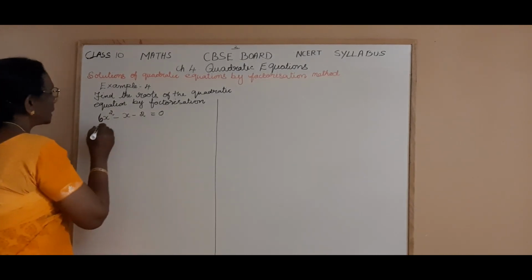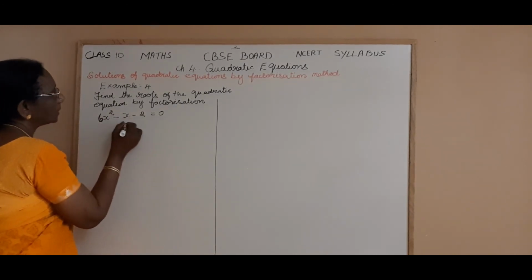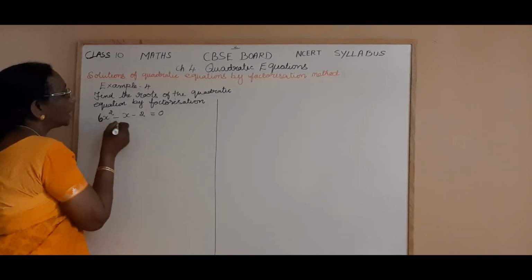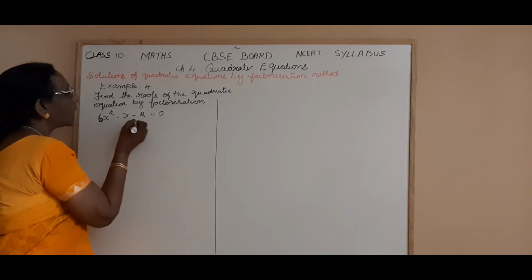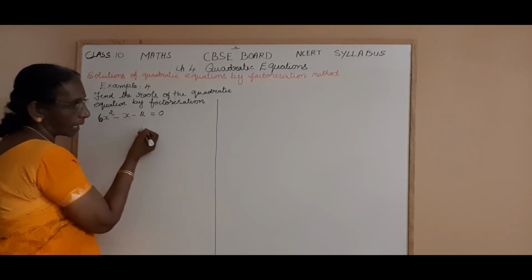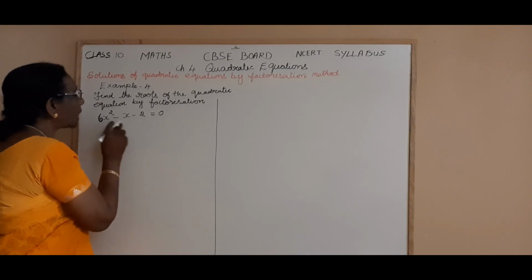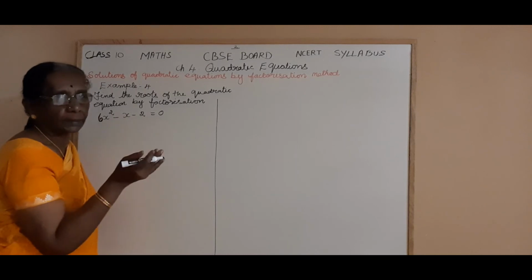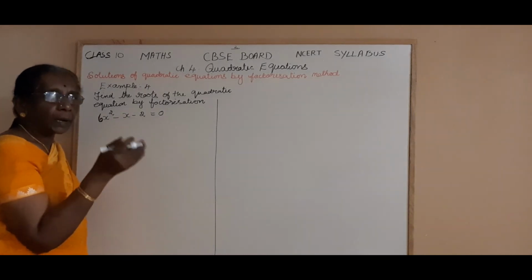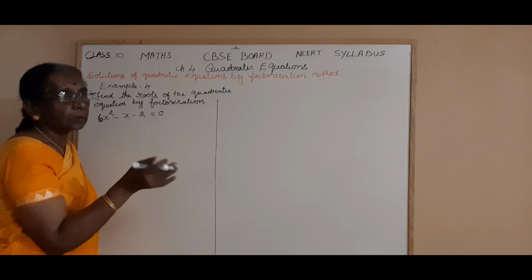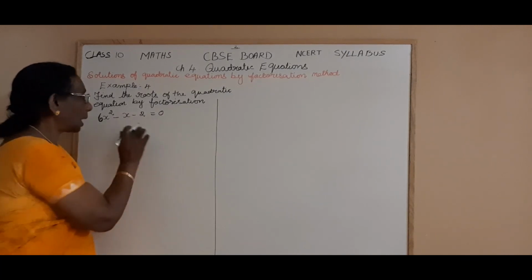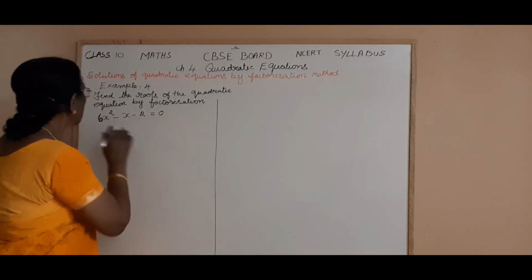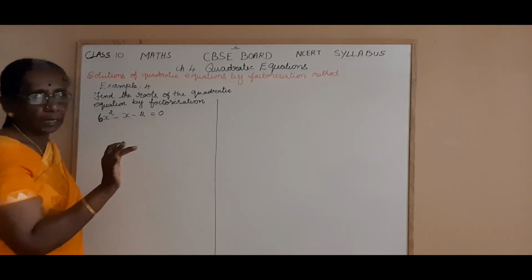Okay, so here the first term is 6x square and the middle term is minus x and the last term is minus 2. So you have to split this middle term, that is minus x, into two parts. With what condition? When you add both, you have to get minus x. And when you multiply both, you have to get 6 times 2, that is 12x square.